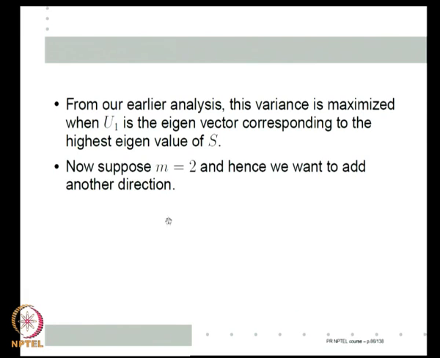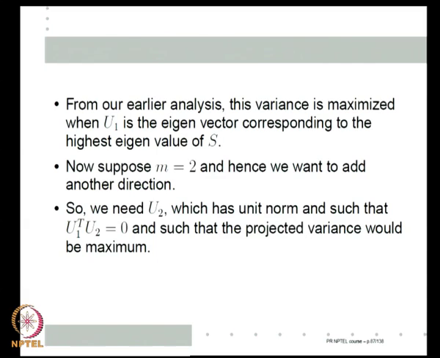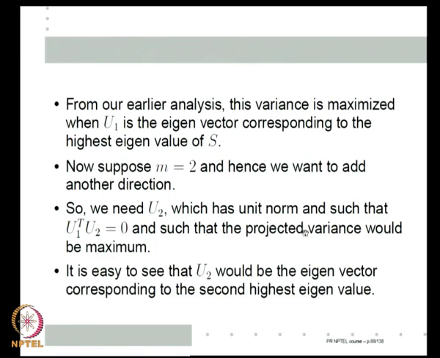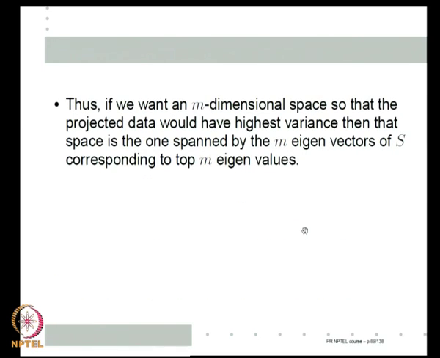Now suppose m is equal to 2 and we want to add one more direction. What do we need? We need a u2 which has unit norm, such that u1 transpose u2 is equal to 0, and the projected variance should be maximum. Once again we get the same thing, and u2 should be the eigenvector corresponding to the second largest eigenvalue, and so on. So that is how we can say that if we want an m-dimensional subspace in which the projected data has the highest variance, then that subspace is the one spanned by the m eigenvectors of S corresponding to the top m eigenvalues.